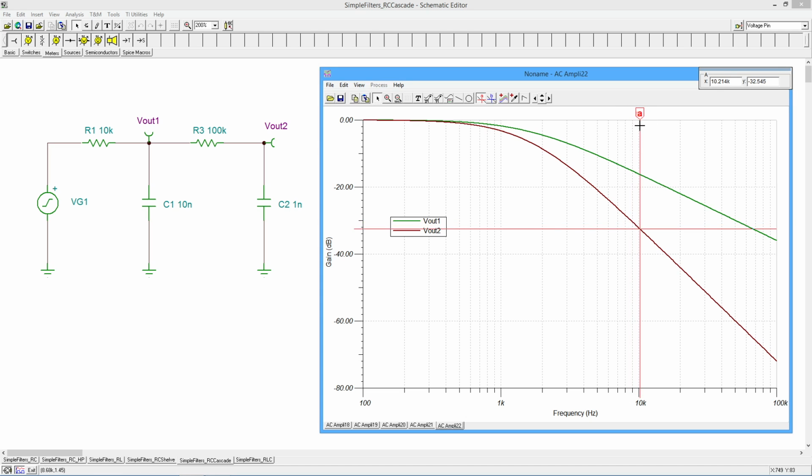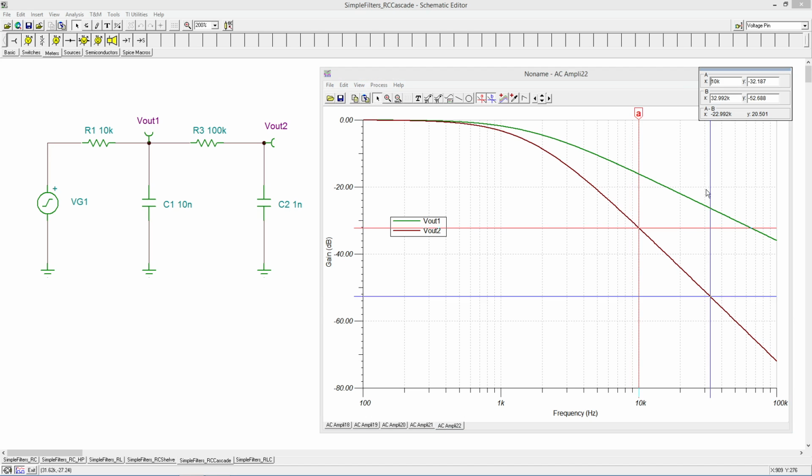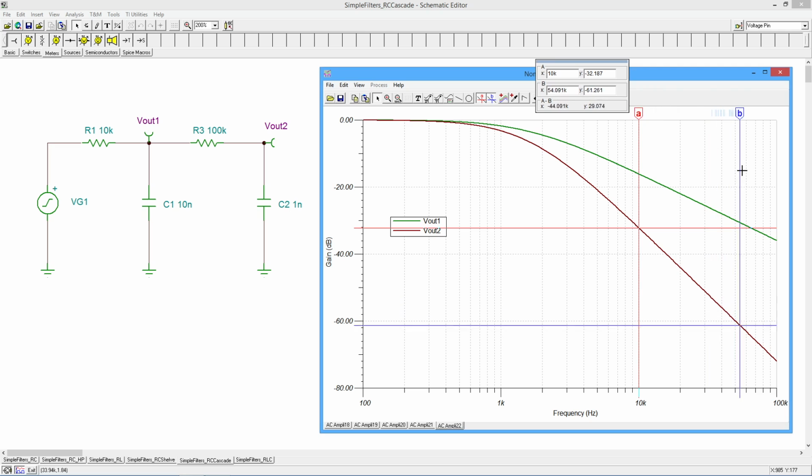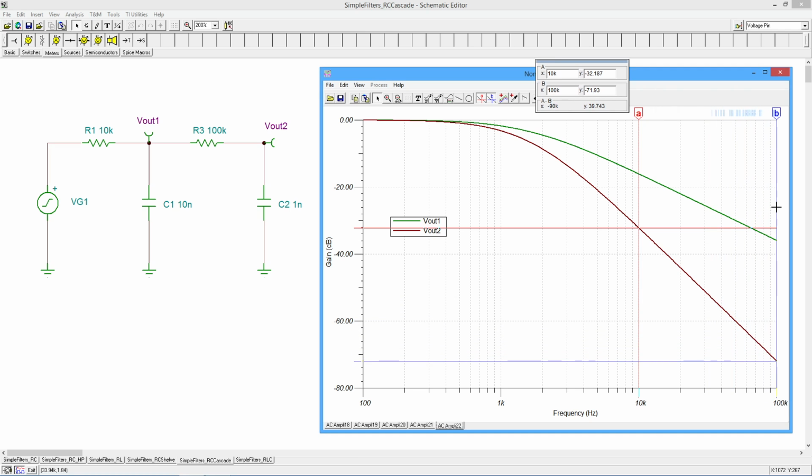What are we looking at now? So I'm going to park this element over here, park this guy over here. Okay, so we're going from 10 to 100K, and you can see we're going from negative 32 to roughly negative 72. So we're looking at about a 40 decibel per decade roll-off. Right? 20 from the first one, 20 from the second one. There you go, 40. All right.